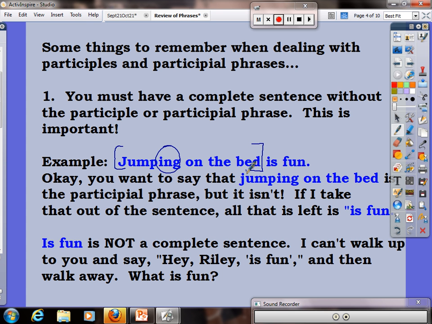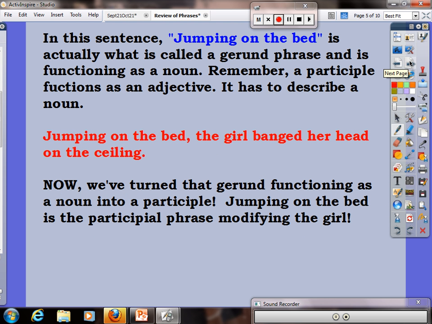If I take that out of the sentence, all that's left is fun. So if I take jumping on the bed out, all I have left is fun. So is fun is not a complete sentence. I can't walk up to you and say, hey, Riley, is fun, and then walk away, because what is fun? In this sentence, jumping on the bed is actually what is called a gerund phrase, and it's functioning as a noun, it's functioning as the subject of the sentence. Remember that a participle functions as an adjective, and so it has to describe a noun.